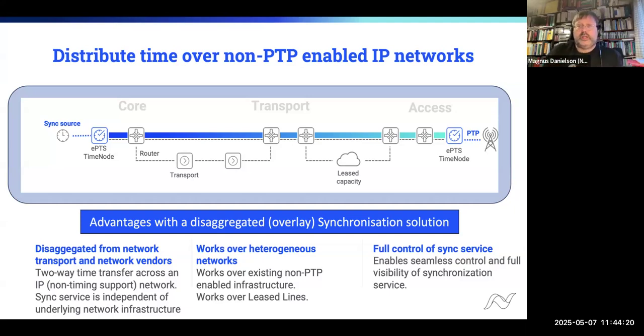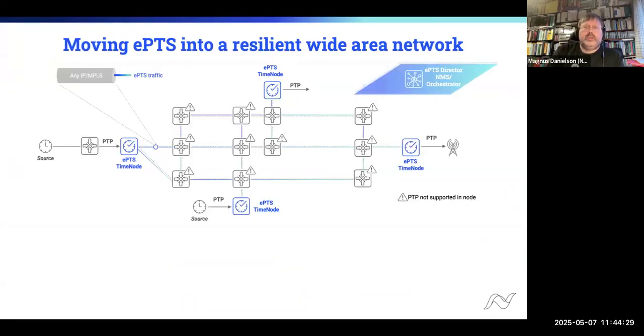Here, for instance, we illustrated with core, transport, and access, but that could look different depending on the details of the network. To further illustrate this, we built a network where we have ePTS time nodes distributed not densely, but it might look dense in this case. Here we have a source, and we get timing over P2P over to the ePTS node.